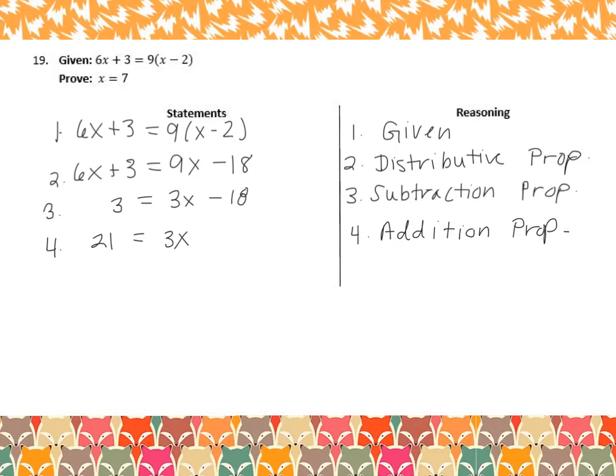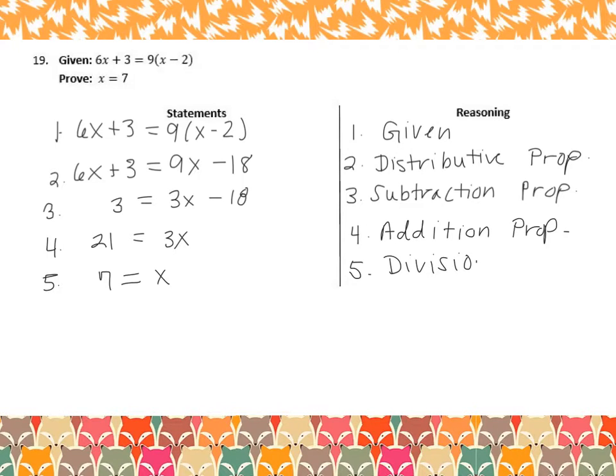Again, check in with your math teacher. Don't assume because I'm abbreviating it that it's okay with them. Last thing: we have a one-step equation now. Hopefully, if you were doing this algebraically, you would divide both sides by 3. That leaves us with the statement 7 equals x. That is our division property, because we divided both sides by 3 to get there.